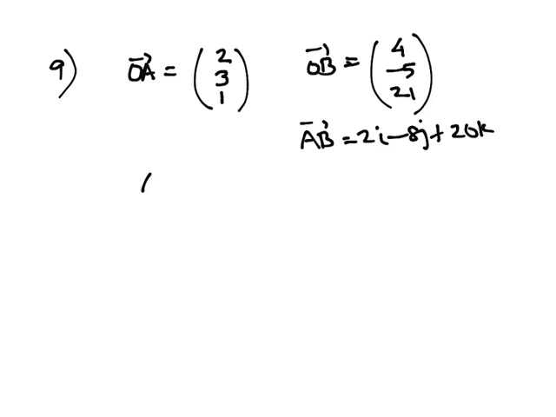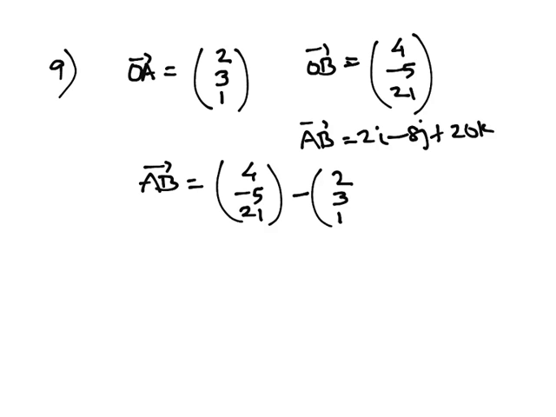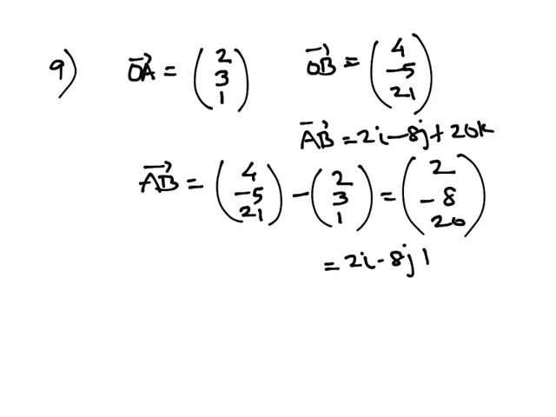Okay, let me find it. So AB is nothing but OB minus OA, isn't it? So that means 4, minus 5, 21 minus 2, 3 and 1. So you'll get 2, minus 8 and 20. So this can be written as 2i minus 8j plus 20k, right? So that is proved.